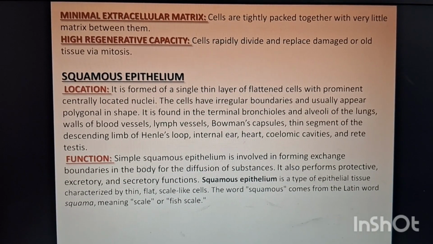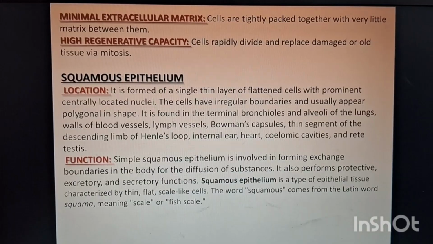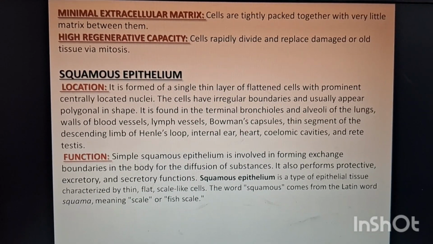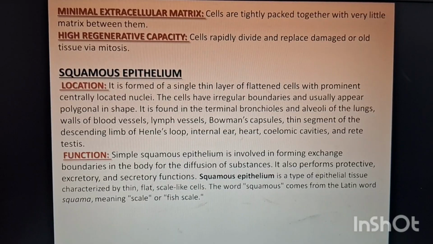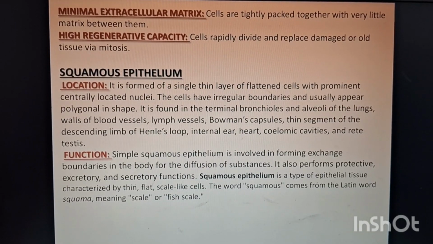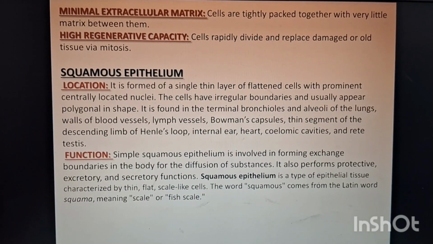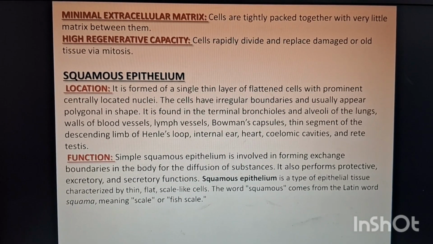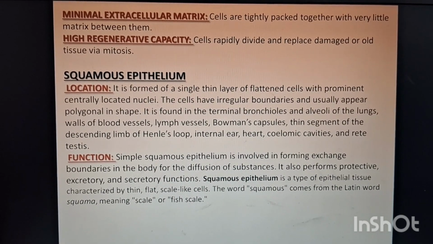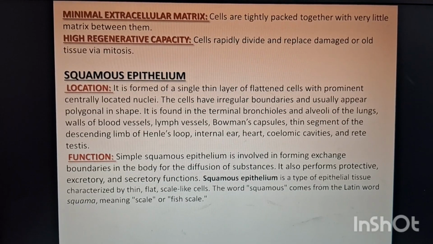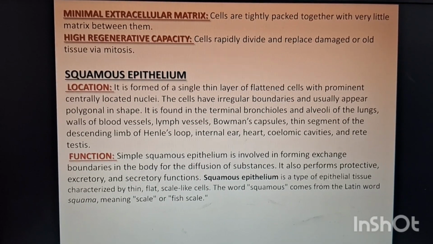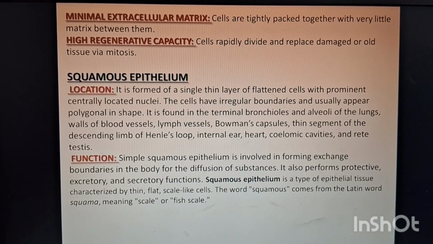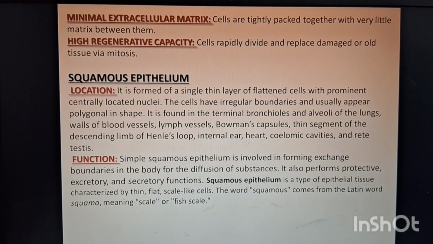First type is squamous epithelium. It is formed of a single thin layer of flattened cells with prominent centrally located nuclei. The cells have irregular boundaries and usually appear polygonal in shape. It is found in the terminal bronchioles and alveoli of the lungs, walls of the blood vessels, lymph vessels and Bowman's capsules. Thin segment of the descending limb of Henle's loop and internal ear, heart, coelomic cavities and the rete testis.